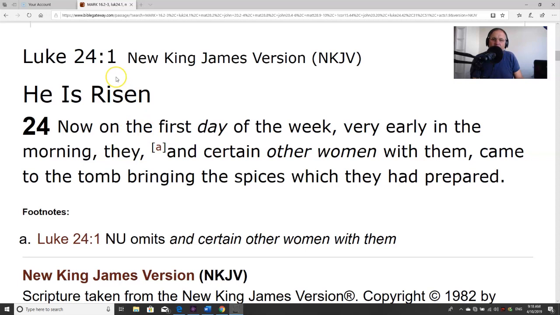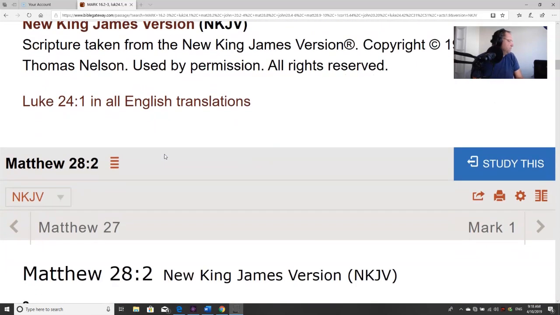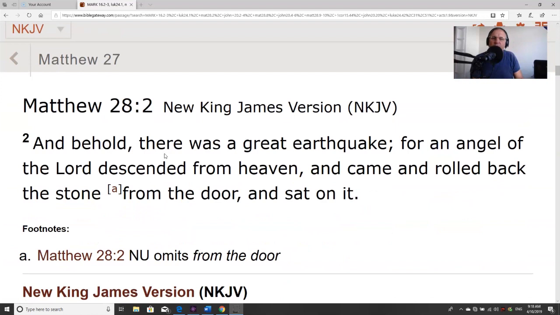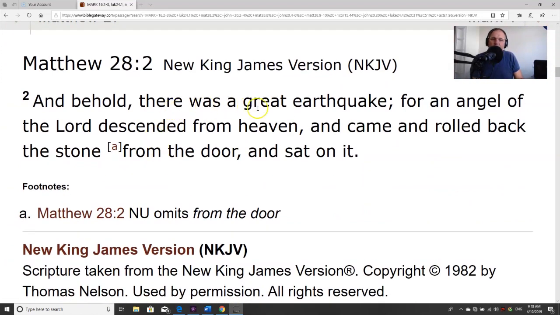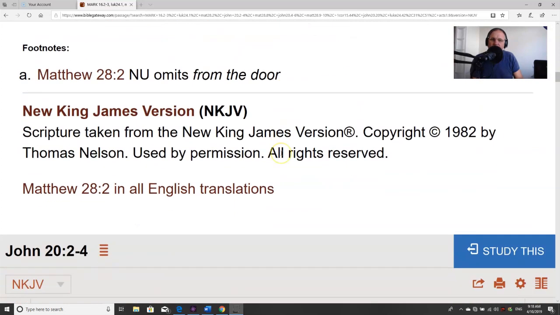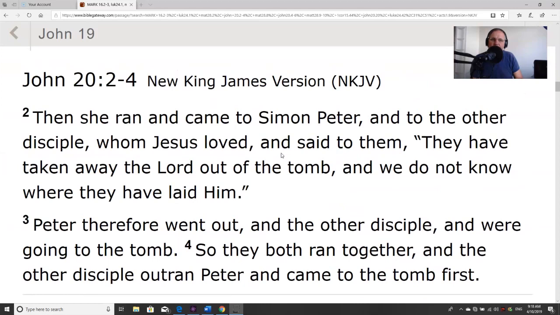Now, on the first day in Luke 24:1, now on the first day of the week, very early in the morning, they and certain other women with them came to the tomb, bringing the spices which they had prepared. In Matthew 28:2 it reads, "And behold, there was a great earthquake, for an angel of the Lord descended from heaven, and came and rolled back the stone from the door and sat on it." So it was an angel who rolled back the stone.